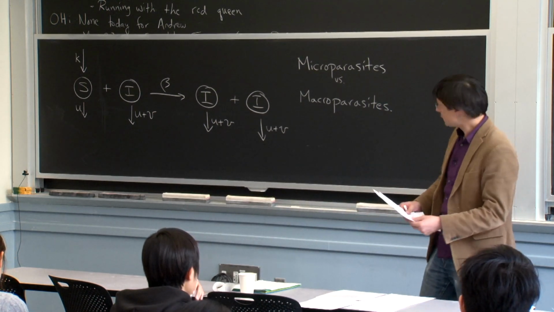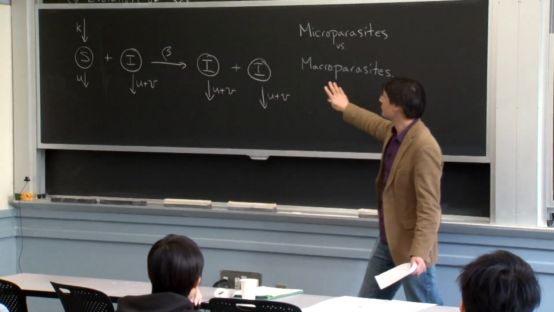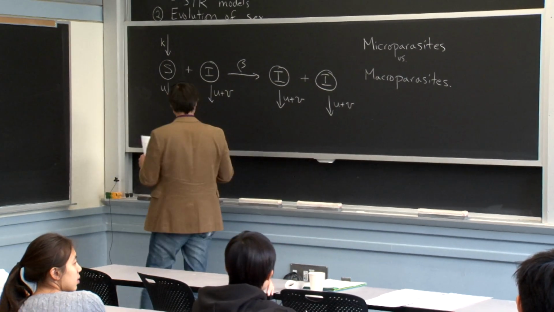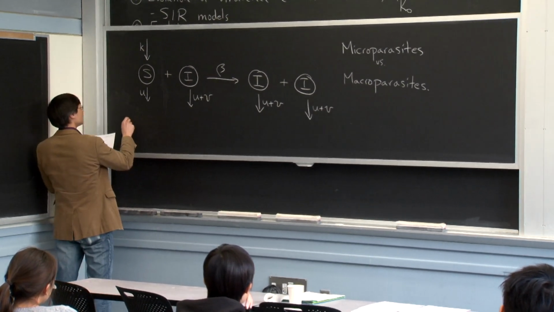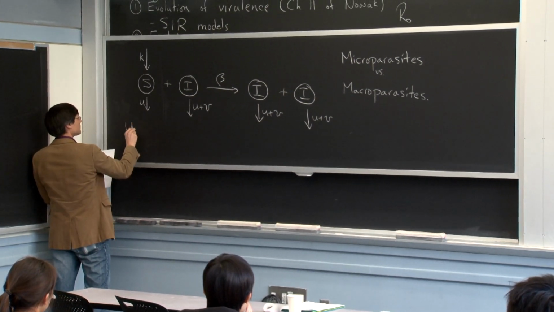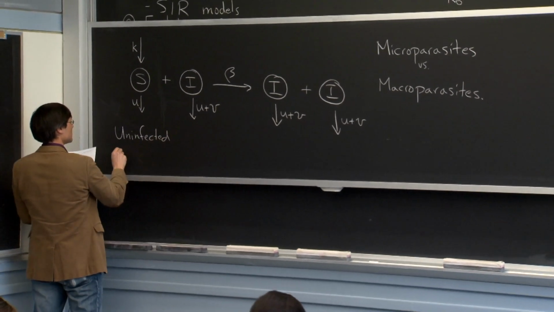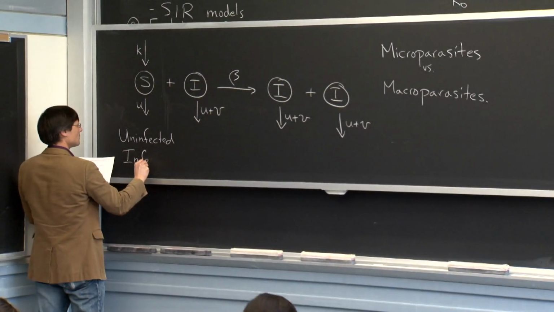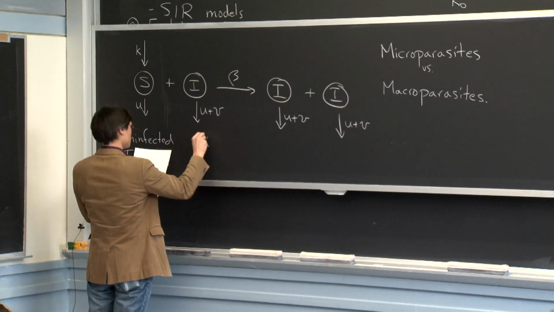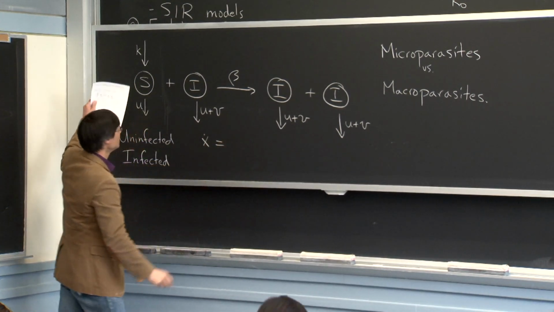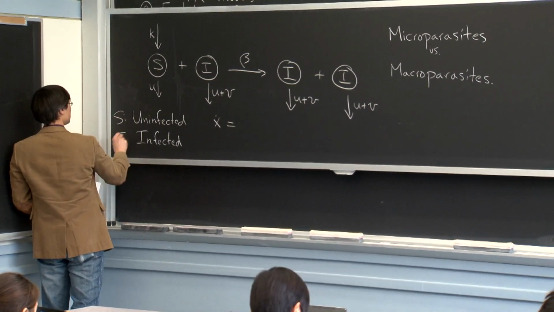In these models, it's always good to be clear about how we go from this framework to something that is more of a differential equation. And what we can do is think about these uninfected individuals, the S's, as compared to the infected. And we're going to have these guys be X. And this is S and I.